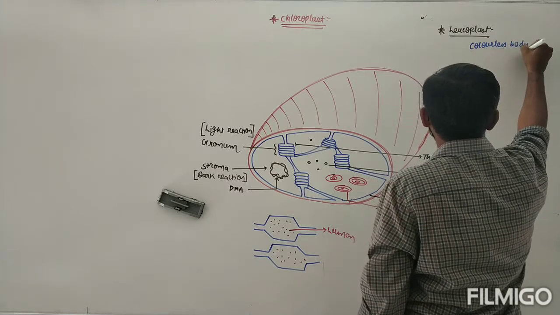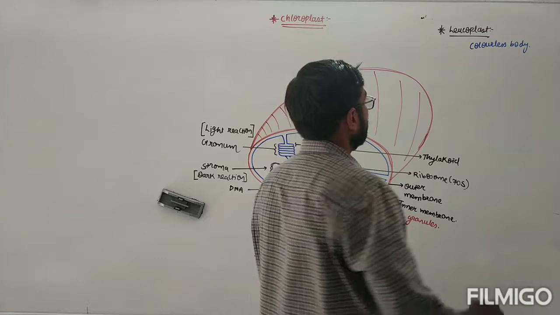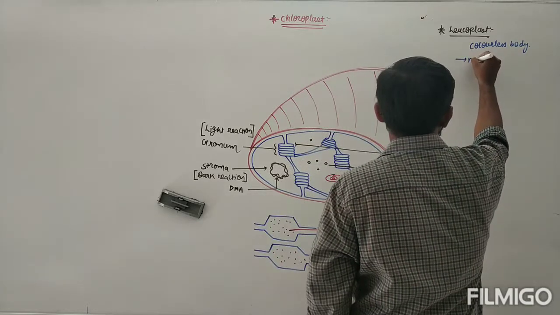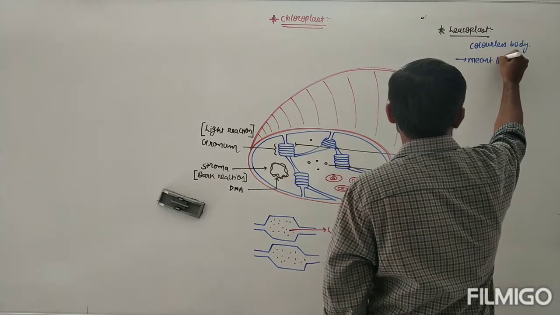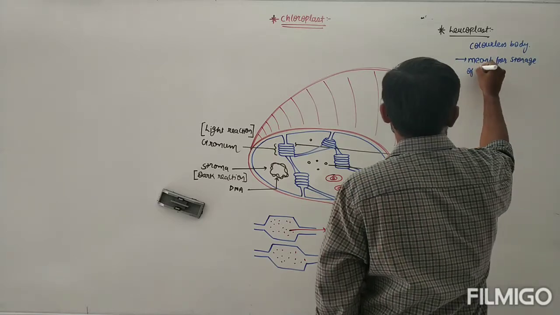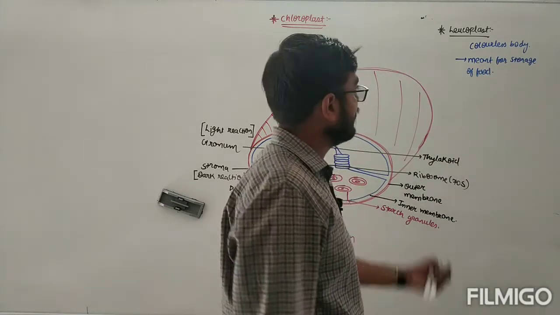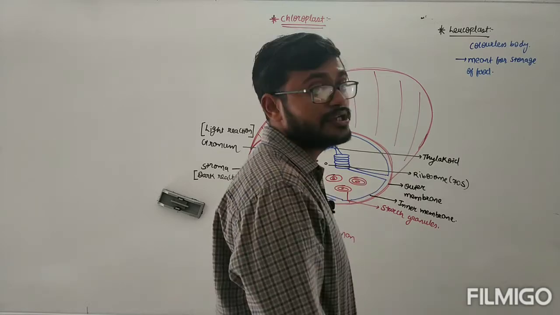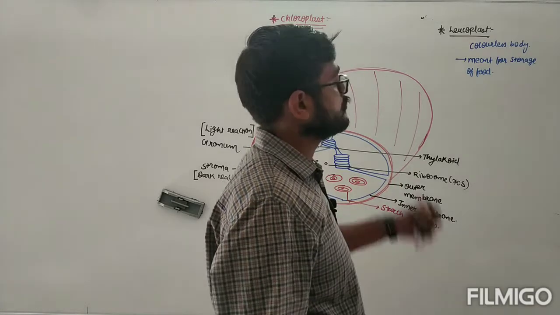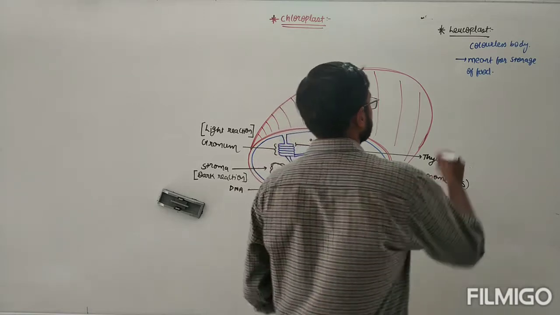Colorless body. They do not have a color within them. They are meant for the storage of food, that food is going to be stored within them. The leucoplasts are classified again into three parts.